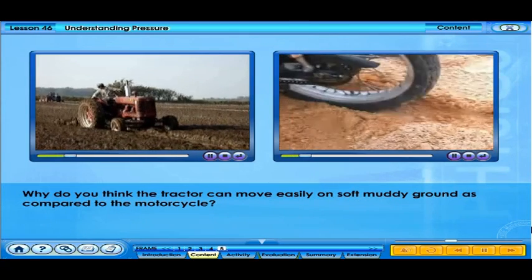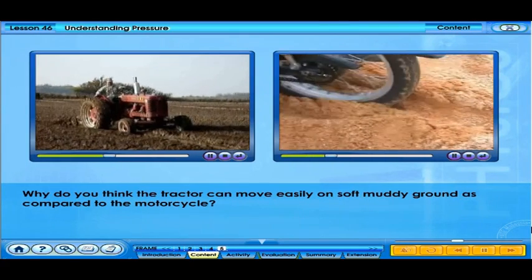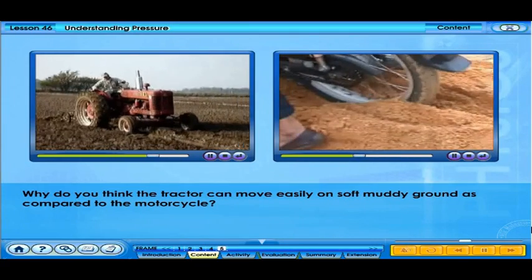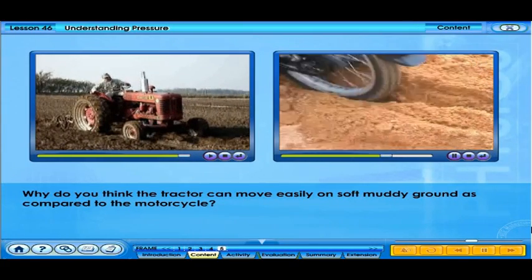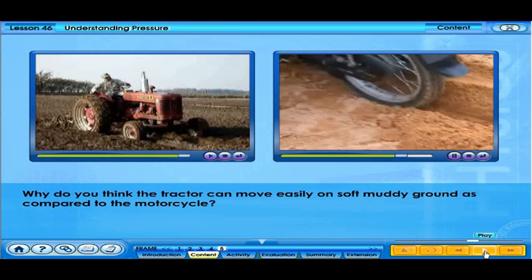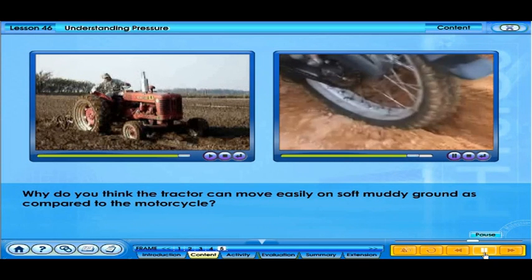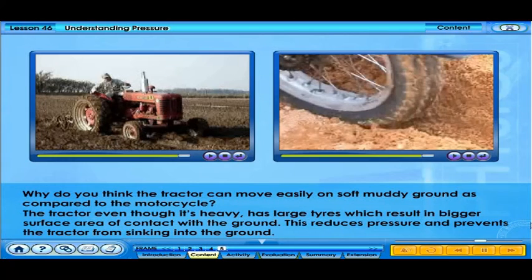Why do you think the tractor can move easily on soft, muddy ground as compared to the motorcycle? The tractor, even though it's heavy, has large tires which result in bigger surface area of contact with the ground. This reduces pressure and prevents the tractor from sinking into the ground.